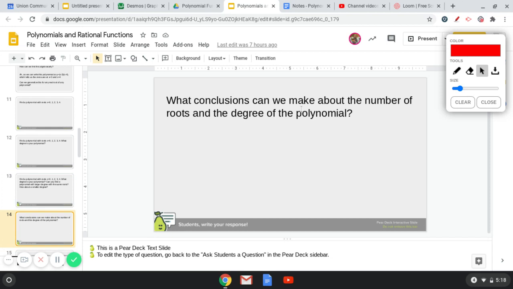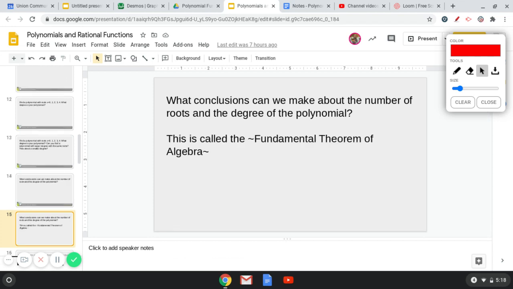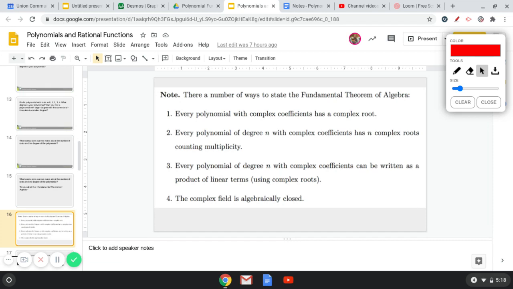So the conclusions we can make is just what I just said. And the fundamental theorem of algebra is that a polynomial of nth degree can have at most n real roots. And fundamental theorem of algebra.